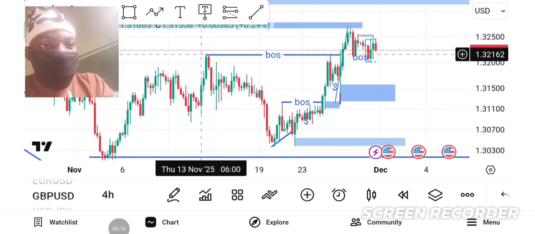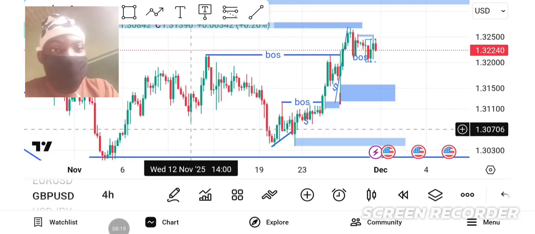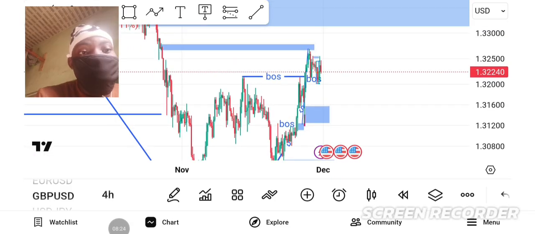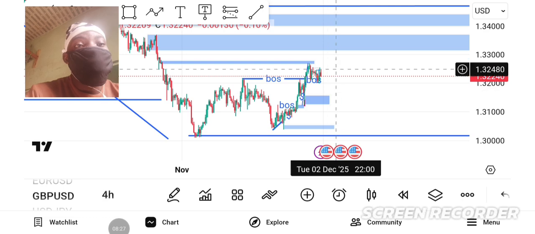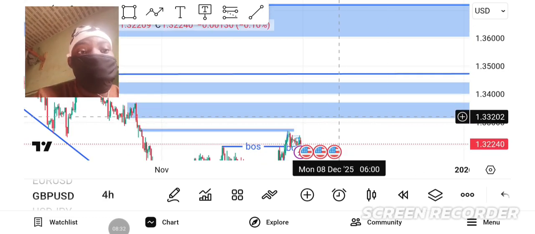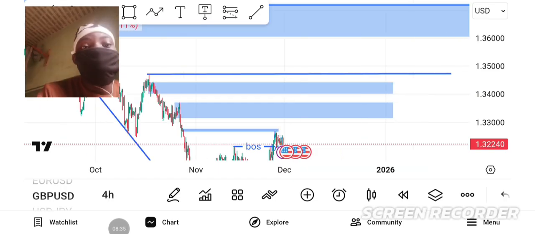As you can see, we failed to make a new lower low, we grabbed some liquidity, and we made a new internal bullish breakout structure. What does this mean? It means that we can now be bullish back into one of these supply zones. We can be bullish back into the decisional supply or the extreme supply, which is up here, following what?